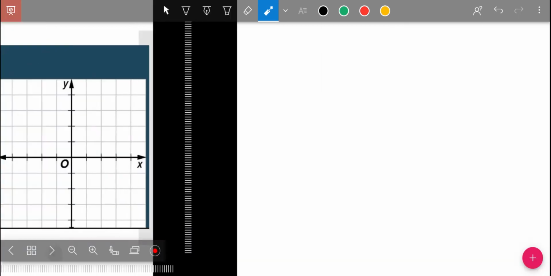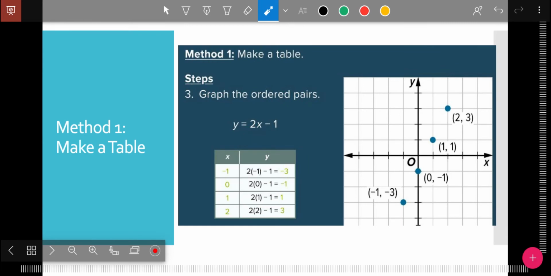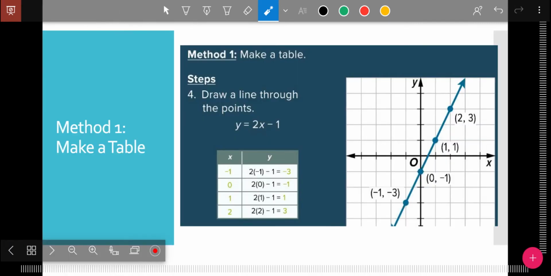And so once you have made a table, you need to graph the points. You graph those coordinates, (-1, -3), (0, -1), (1, 1), (2, 3). And then you connect the dots. And now that's the graph. That's the whole of it. That's the longest way we're going to do these problems, but it is good practice. And we are going to have some, so make sure you know how to make a table.